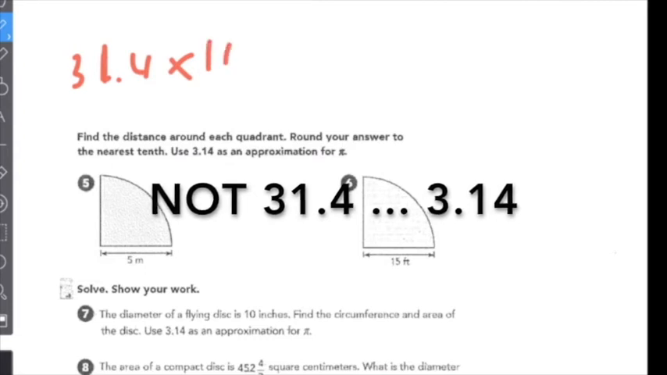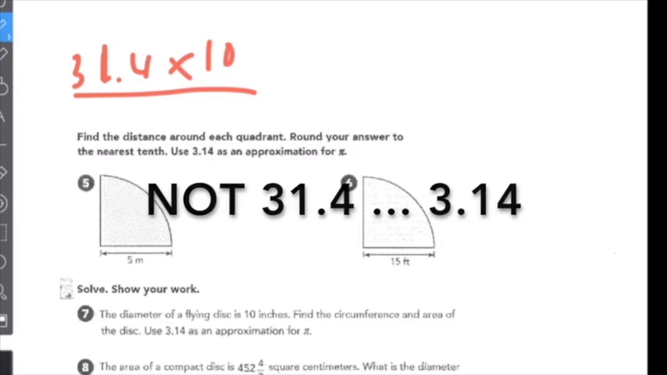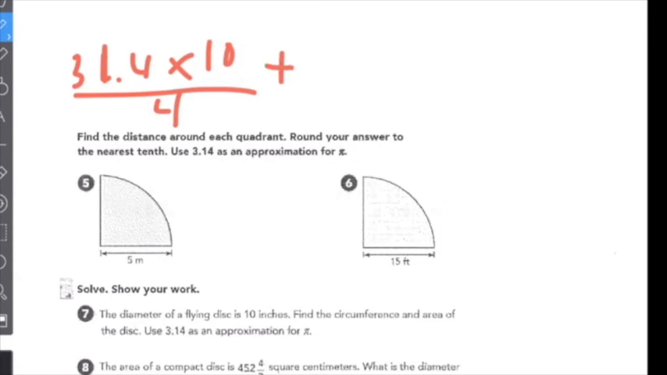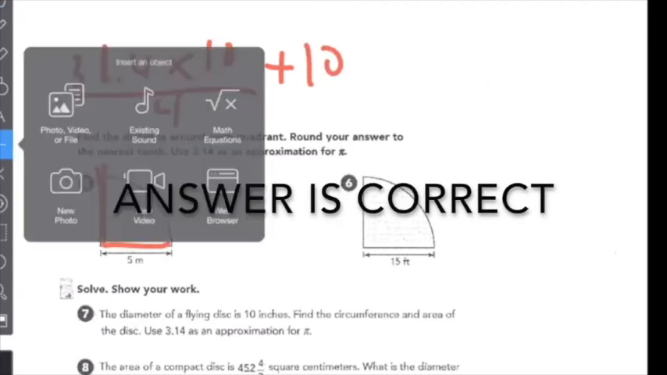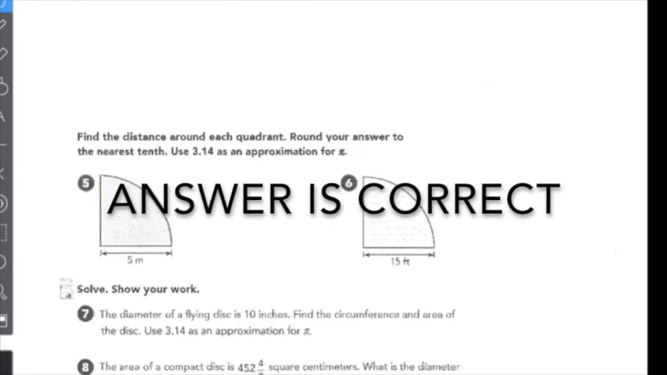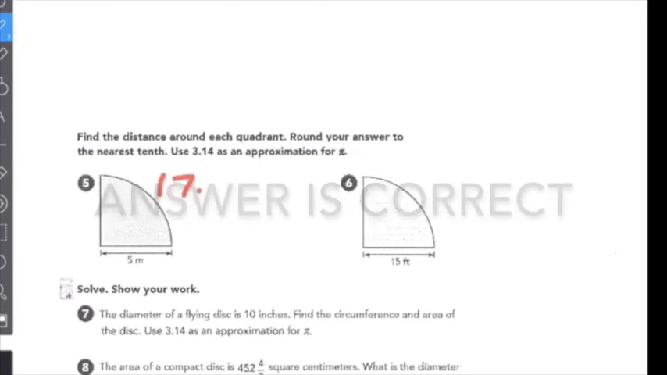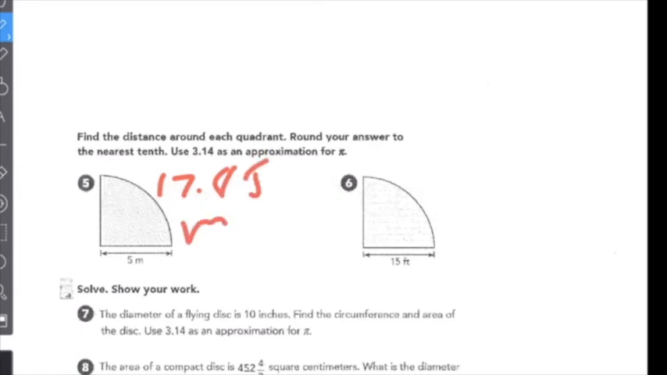And then you have to divide this, remember, by 4. The reason why you're dividing by 4 is because it's a quadrant, and then you're going to add 5 and 5, which is 10. So when you go ahead and do that and you solve, you are going to get 17.85 meters.